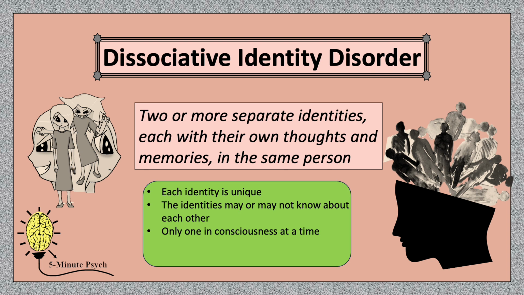One could be old, another an infant, another male, another female, another might be paralyzed, another allergic to shellfish, and so on. Research has found different brainwave and voice patterns for the different identities within the same person, as if these different identities are entirely different people.